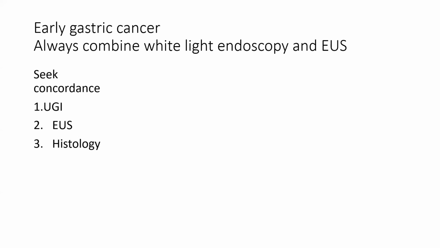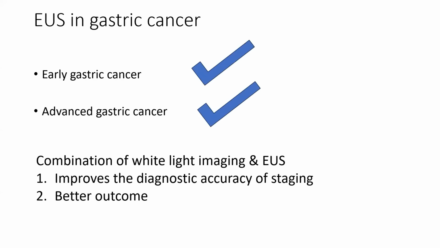And always look for concordance, because you do upper GI, you do EUS, you do histology, and then you become better even in your endoscopic findings. If you're doing only endoscopic findings and histology, you're looking at concordance of two things. But EUS is going to make you wiser in cases of early gastric cancer also, and you will probably give a better outcome. So always combine white light with endoscopy.